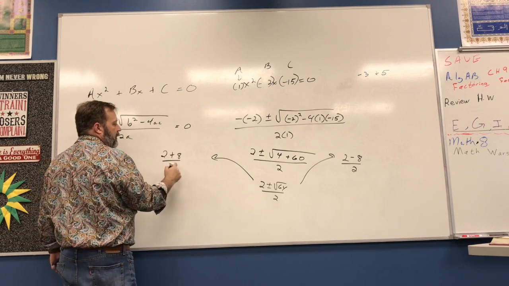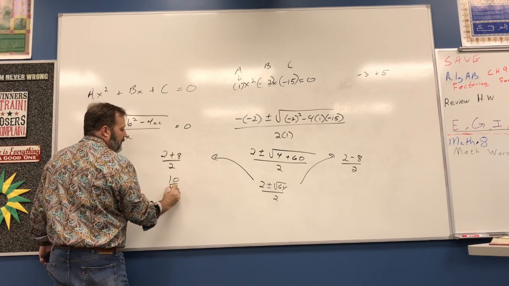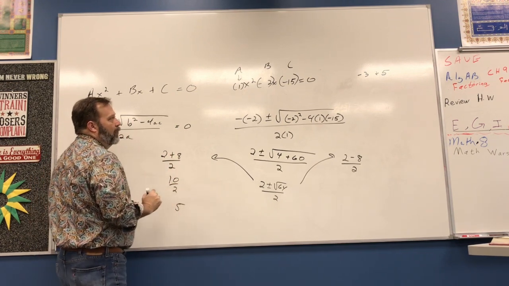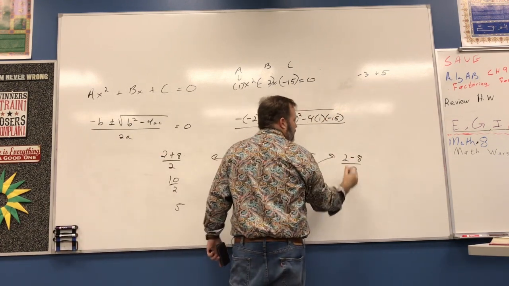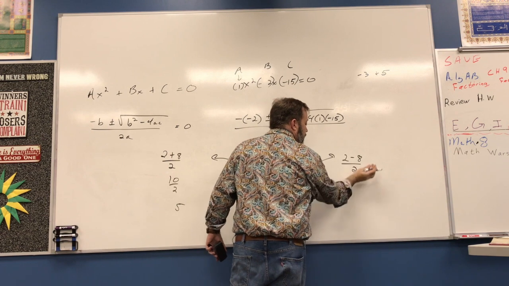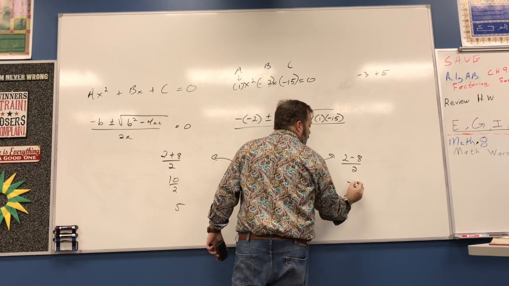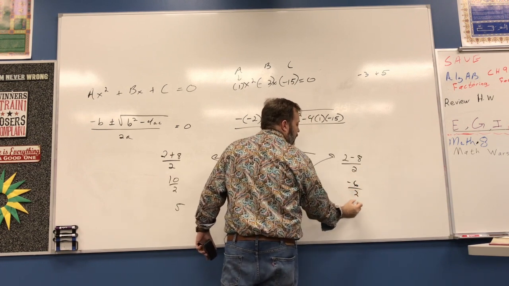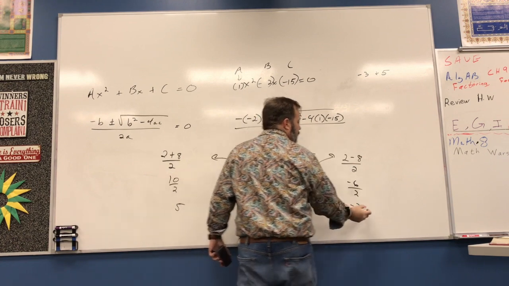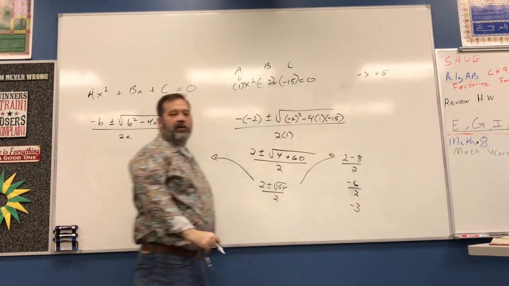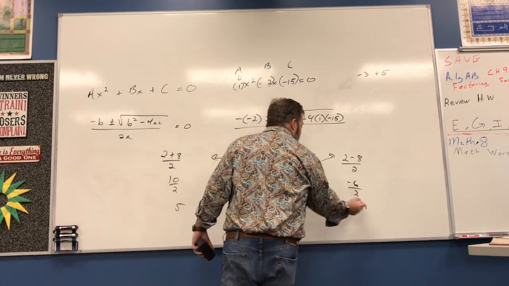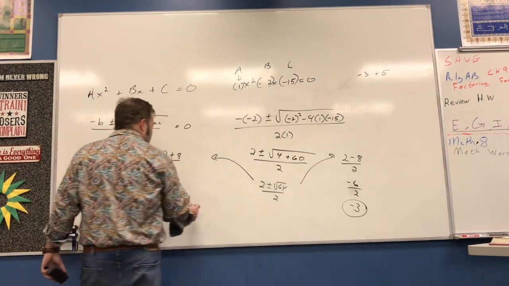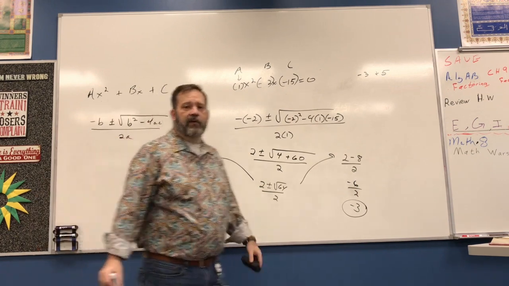2 plus 8 is 10. 10 over 2 is 5. Oh, there's our first solution. 2 minus 8 is -6, excuse me, getting ahead of myself. -6 over 2 is -3. And there's our second solution. Quadratic always works. If the quadratic doesn't work, it is because there is no solution.